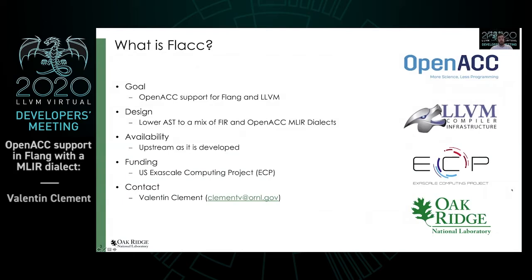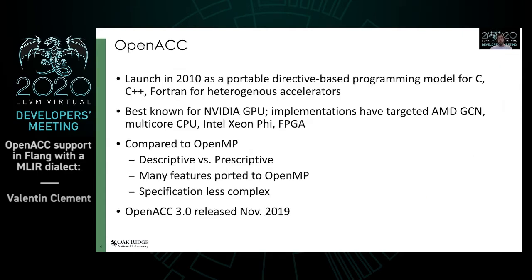The goal is to support OpenACC for Flang and LLVM. The basic design is to lower the Flang AST to a mix of OpenACC MLIR dialect with the Fortran IR dialect. The work in this project is upstream as we develop it, and you can contact me if you have any question. I'm going to give you an overview of OpenACC for those of you who are not familiar with it.